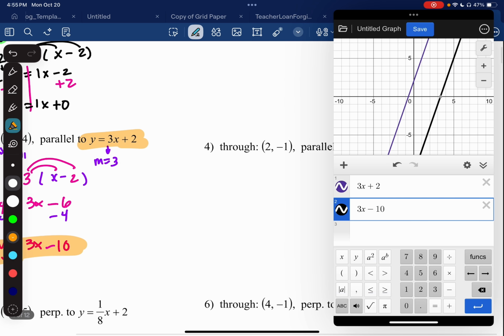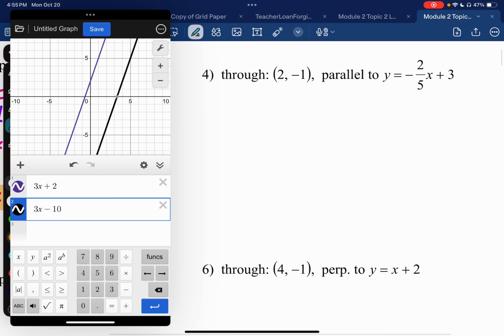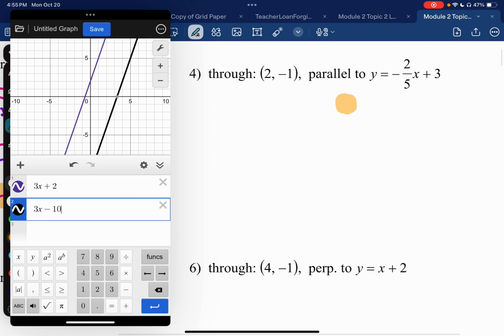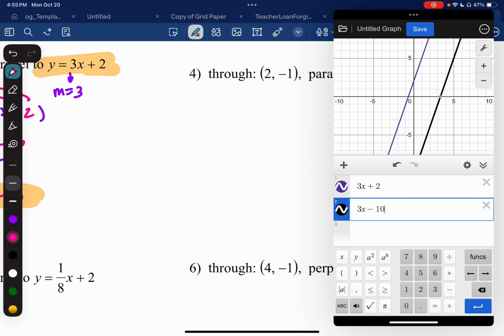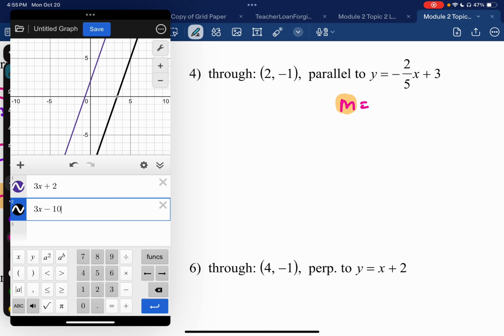I'll do one more real quick, and then you guys can go to your assignment. I'll go a little faster this time. My slope is equal to, my m is equal to this number right here, negative 2 over 5. Here's my x1, here's my y1. We want a line that goes through this specific point right there, but has this slope right here.